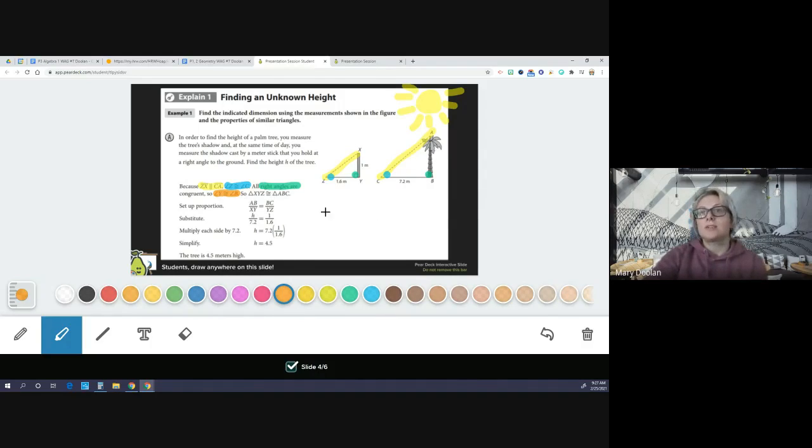So triangle XYZ is congruent to, no, it shouldn't be congruent. It should be similar. The triangles are not congruent. That's a typo, so we're going to fix that. That's interesting that they have a typo in the math book.